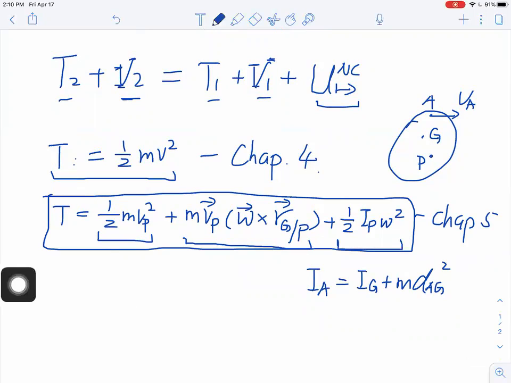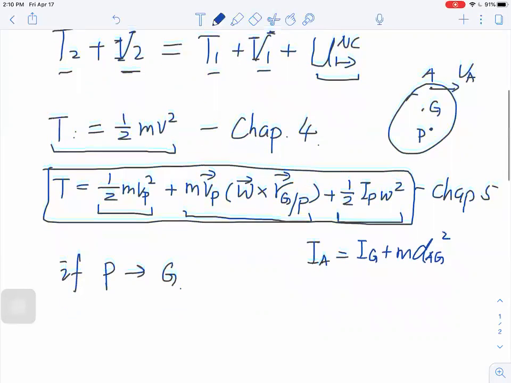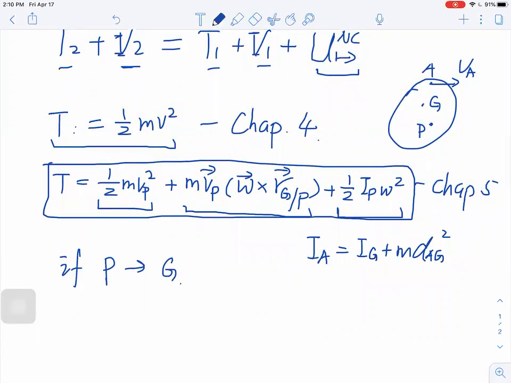However, if you think this equation is pretty long and you want to simplify it, we do have ways to simplify it. Just like the special cases we mentioned in 5A, if we pick P to be our mass center G, then how would we change this equation? If the point P is point G.